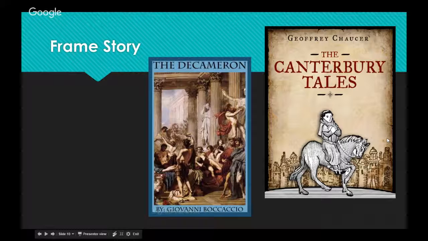Frame story. I like this one. Frame story is basically, in a nutshell, a story within a story, okay? So for instance, in two very popular frame stories, the Canterbury Tales, which is English, and the Decameron, which is Italian, the outer frame, as we call it, is about characters going on a journey or a pilgrimage. A lot of times these characters will be going on a religious pilgrimage.